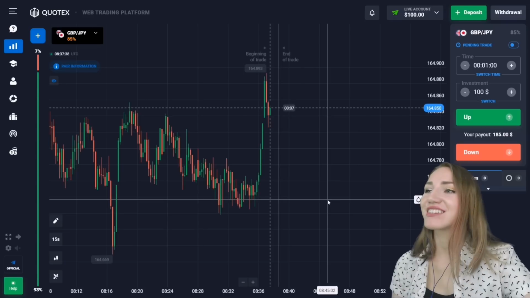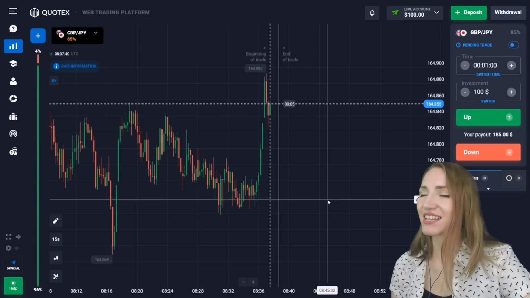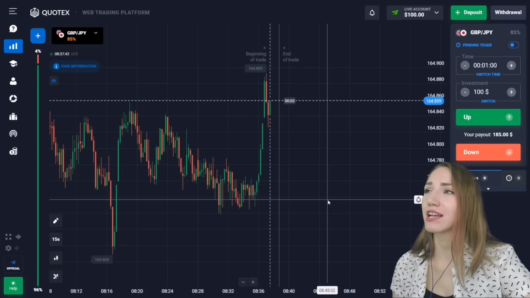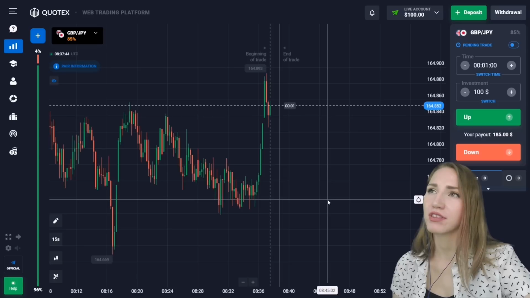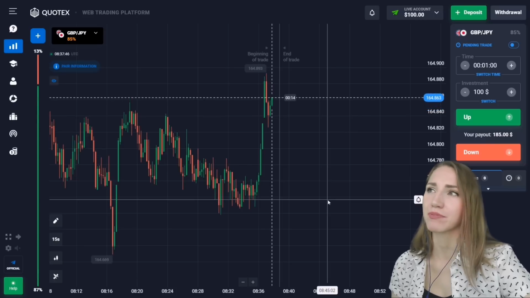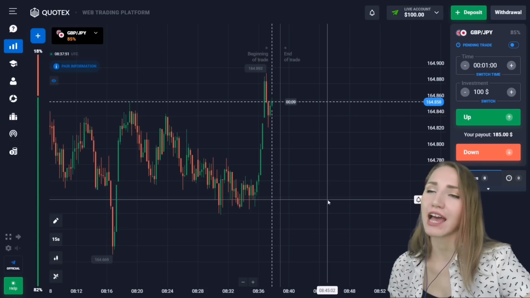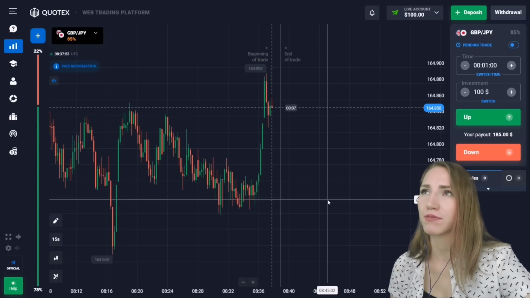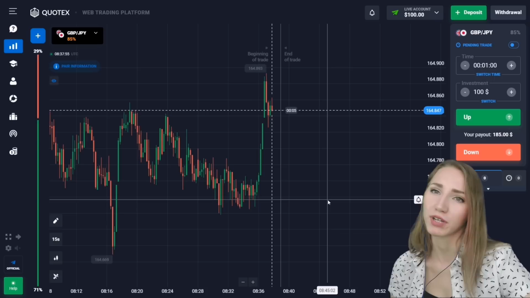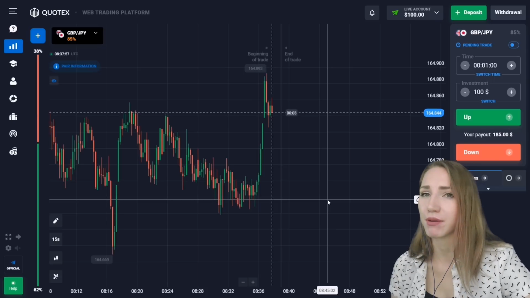So hi everyone, today I will show you the resistance and support levels, and I will tell you how to determine these levels correctly and what time expiration is better to choose. I will be analyzing and working out my situations with the 15 seconds time frame and will be opening my trades from 1 minute to 3 minutes.